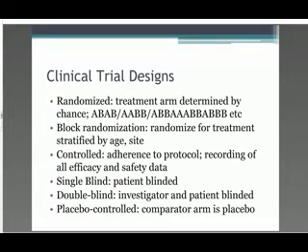Typically, the clinical trial is called controlled because there is adherence to the protocol, a recording of all safety and efficacy data. If the study is called single-blind, that means that the patient is blinded. Double-blind means that the investigator and the patient are blinded. And placebo-controlled means that the comparator arm is a placebo.